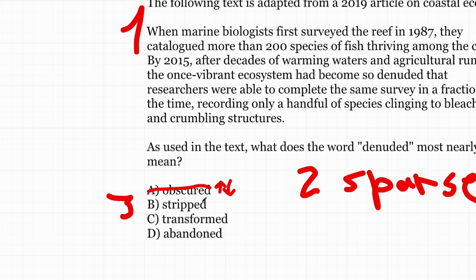Stripped means to remove, to take everything away from something. Something that is stripped down is very bare bones. So as you can guess, that really matches both things. I know what it means, and it also matches the prediction well.